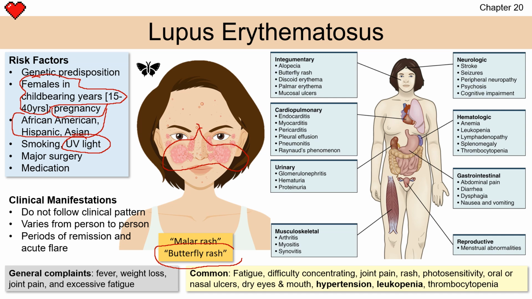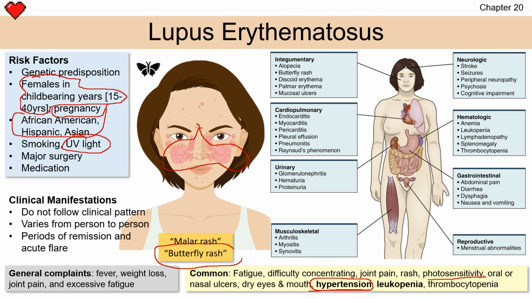And other signs and symptoms would be difficulty concentrating, photosensitivity, so that means sensitive to light. They can get oral or nasal ulcers, dry eyes and mouth. Hypertension, okay, so once this starts to affect the kidneys, they can actually experience malignant hypertension, where it's a medical emergency. So remember lupus, hypertension, and can also cause leukopenia.